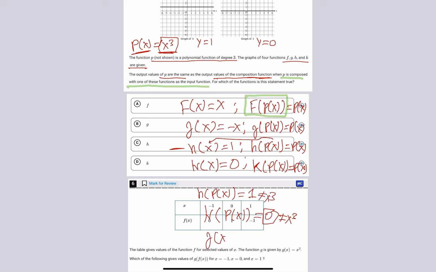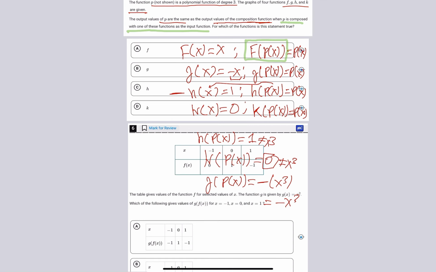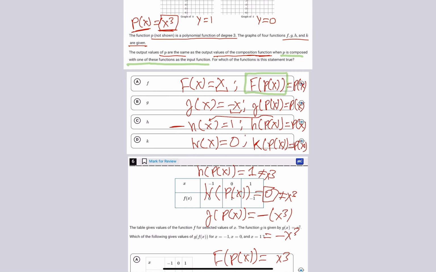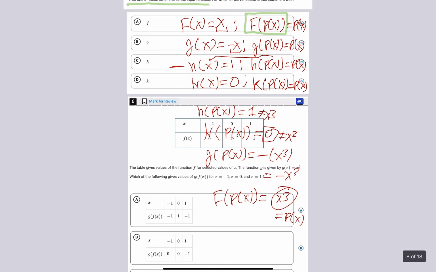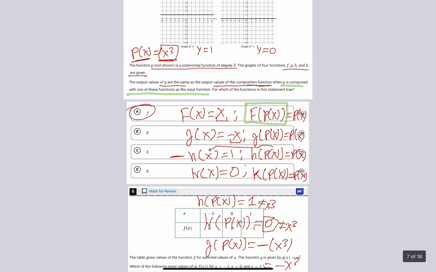What about g of x? Well, plugging in p of x, I'm simply going to get negative p of x, right? So negative of x cubed, which is negative x cubed. I mean, this is close, but it's not the answer. But what about f of x? F of p of x is simply equal to plugging in x cubed into x, right? So instead of writing x, we're just writing x cubed, which is in fact equal to p of x, which means the correct answer is option A.